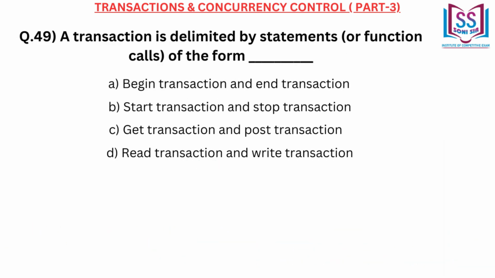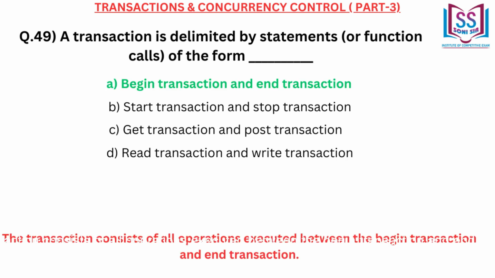A transaction is delimited by statements or function calls of the form dash. A. Begin transaction and end transaction. B. Start transaction and stop transaction. C. Get transaction and post transaction. D. Read transaction and write transaction. Correct answer A. Begin transaction and end transaction. The transaction consists of all operations executed between the begin transaction and end transaction.